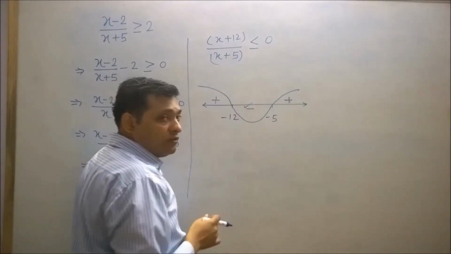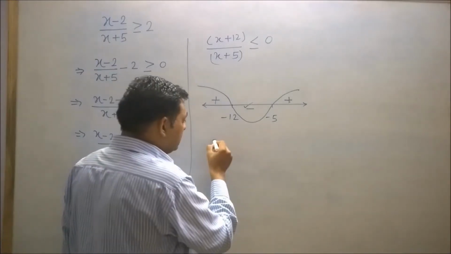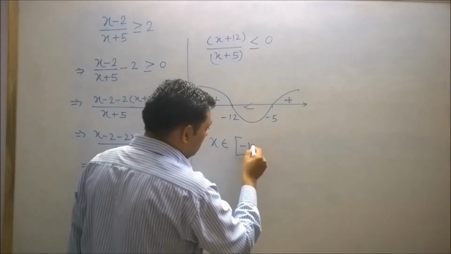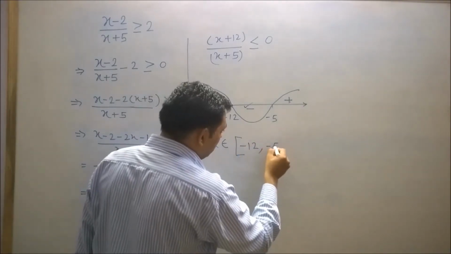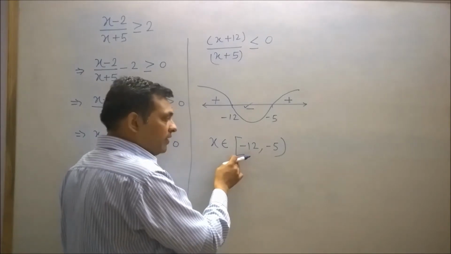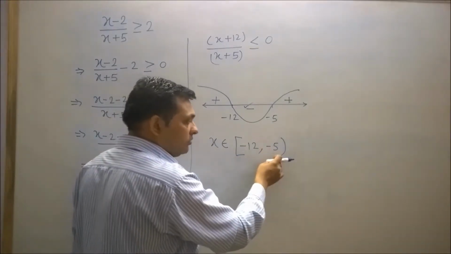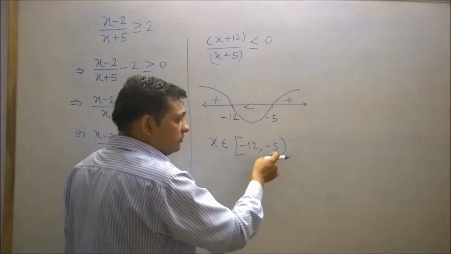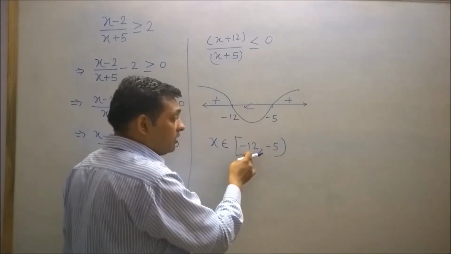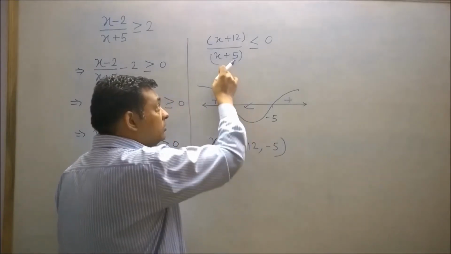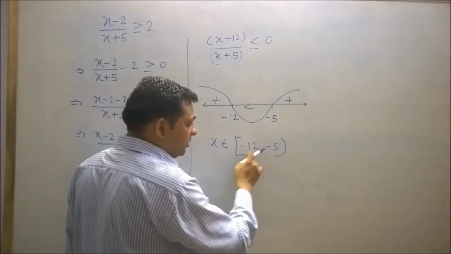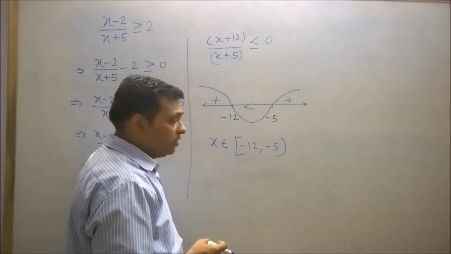So the solution set of the given inequality is x belongs to [-12, -5). -12 is enclosed in a closed bracket and -5 is enclosed in an open bracket, since -5 is not a solution of the given inequality, but -12 is a solution, and all the points between -12 and -5 are solutions of the given inequality.